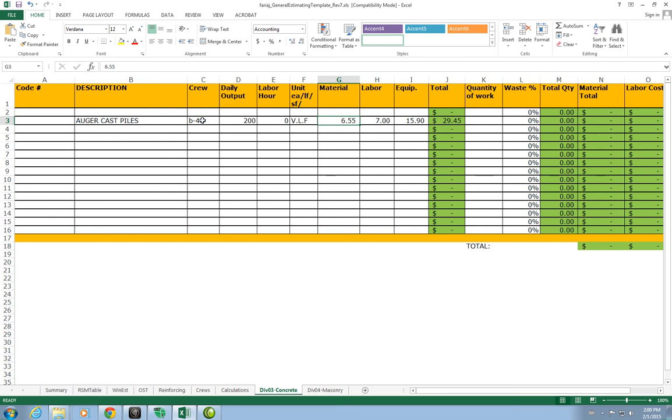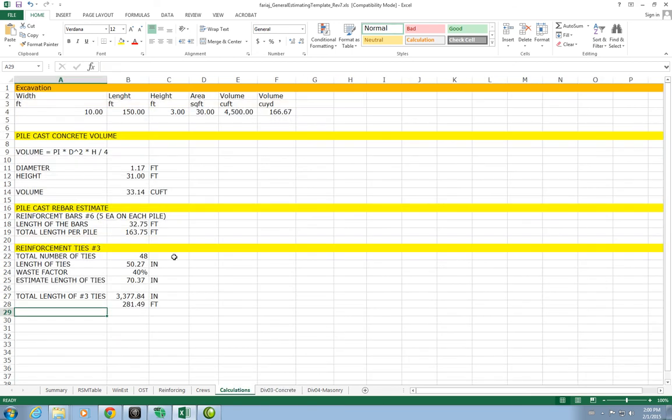So now we have the crew, we have the daily output, we have the labor hour, which really we do not need these numbers. These are mostly to estimate the amount of time that we need that crew on site. What we really care about is the quantity of work, how much work these guys are going to do, and then we need to estimate the total cost of material, labor, and equipment.